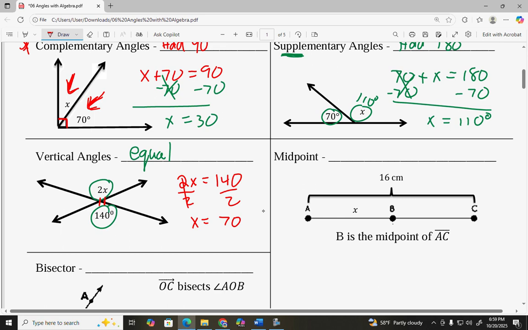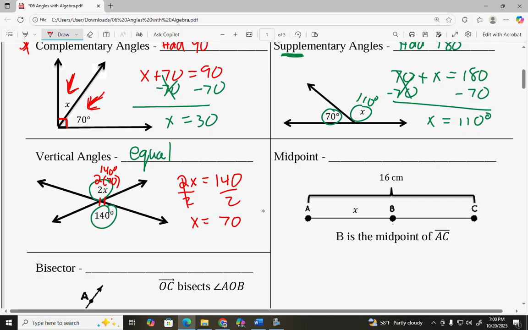So x equals 70. Let's go back to our diagram and fill in the 70. Because when we fill in the 70, we can see that it's 2 times 70, which is 140, which makes sense, right? Both angles were supposed to be equal to each other because they're vertical.